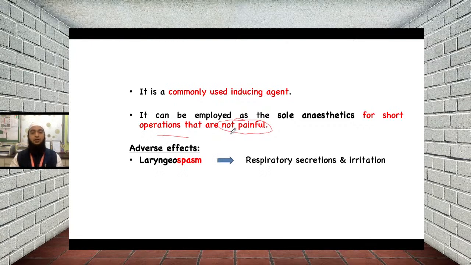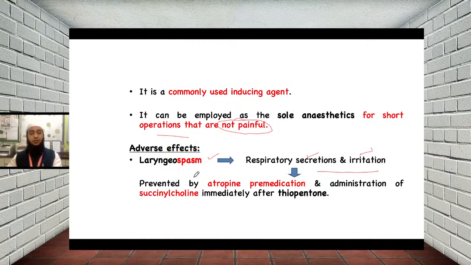And let's see what the other adverse effects are. The other adverse effects are laryngospasm, which produces contraction of the larynx, and it produces respiratory secretion and irritation. Since it produces laryngospasm, respiratory secretion and irritation, you need to give pre-medication. So pre-anesthetic medication needs to be used, and we have seen respiratory secretion and irritation in the case of ether. So we can use atropine. It can be prevented by atropine pre-medication and by administration of succinylcholine.